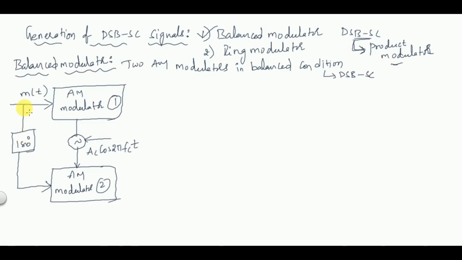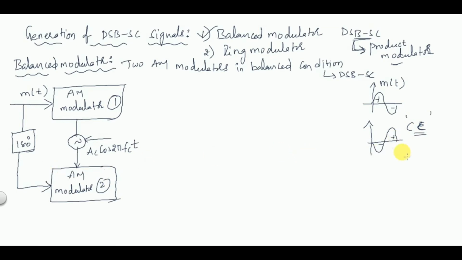When m(t) is phase shifted by 180 degrees, what will happen? Suppose m(t) is like this. If it is phase shifted by 180 degrees, then the positive half cycle becomes the negative half cycle, and the negative half cycle becomes the positive half cycle. This is the 180 degrees phase shifted version. A practical circuit which generates a 180 degrees phase shift between input and output is the CE amplifier.